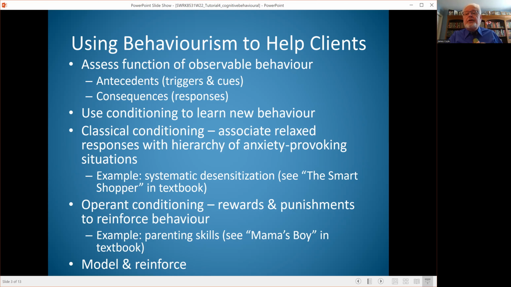Now, I found classical conditioning helpful when I was trying to help people who had different types of anxiety disorders, to associate the relaxation response that you can do behaviorally with a hierarchy of anxiety-provoking situations. For example, the smart shopper in the textbook is an example of this. One of the situations that I found it helpful in is a number of times I had people who had an agoraphobic response about going outside. One of the things that would tend to happen is doing their food shopping.